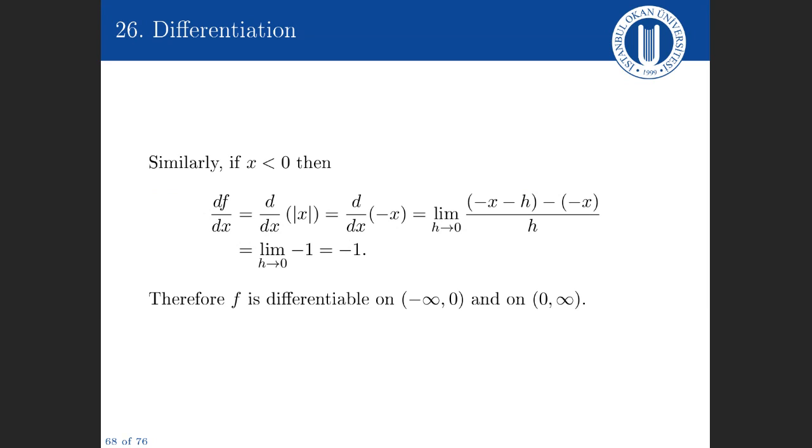Similarly, if x is a negative number, then now the absolute value of x is equal to minus x. Think about this, the absolute value of minus 3 is equal to minus minus 3. Do the same thing as we did before, use the limit formula, and we find that the limit is equal to minus 1. These limits exist as long as x is not 0. So f is differentiable between minus infinity and 0, and between 0 and infinity.